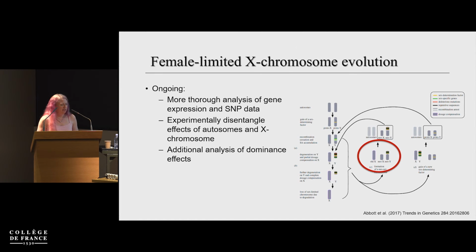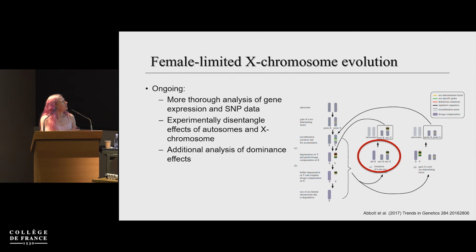So wrapping up then, some of the stuff that we have got ongoing with this project: we don't have the fly lines available anymore. They're very intensive to maintain, and so when the project was starting to reach its end, we decided not to maintain them anymore, but we still have quite a lot of data, and we have a lot of sequence data that we can work with. So even though I haven't talked about it in a lot of detail, we have some more thorough analysis of gene expression and SNP data ongoing.